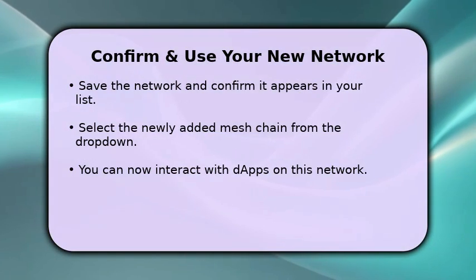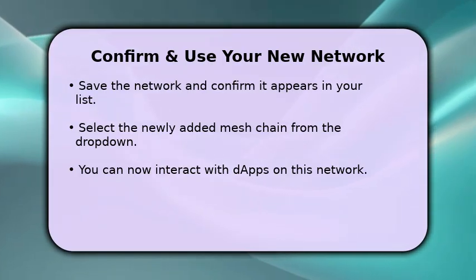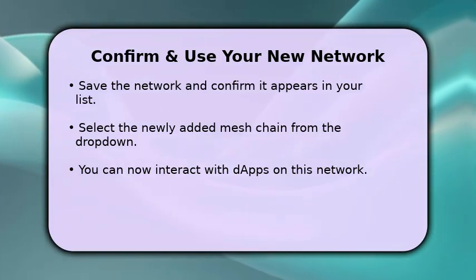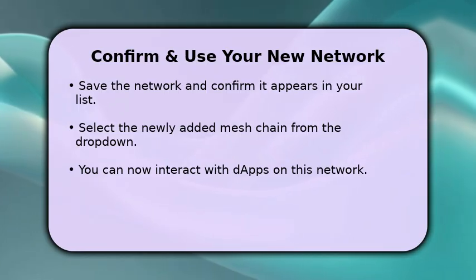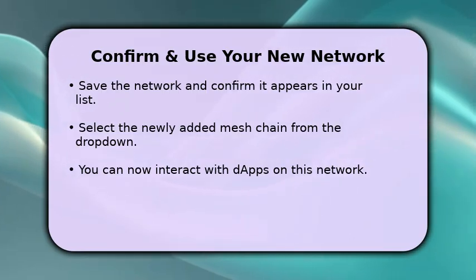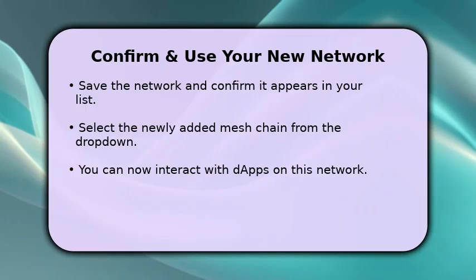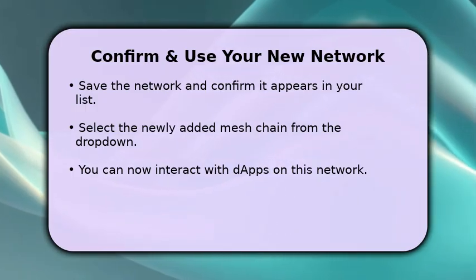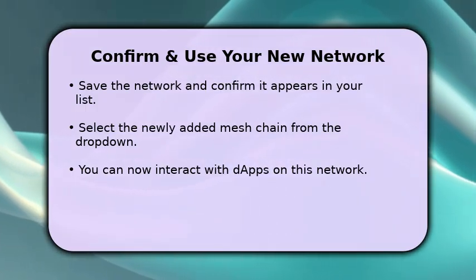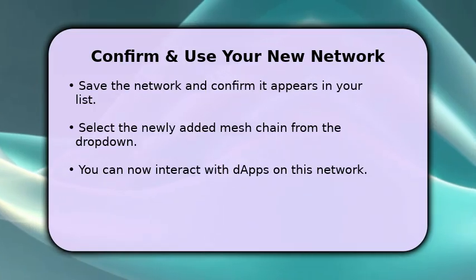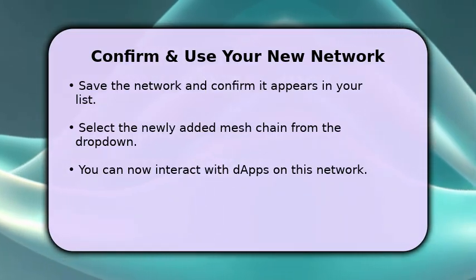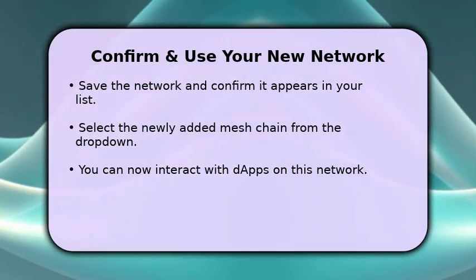After entering all the details, click Save. Your new mesh chain network should now appear in your MetaMask network list. Select it from the drop-down menu to switch to it. You'll then see your wallet balance for that specific network, if any. Congratulations, you're now ready to interact with decentralized applications and manage tokens on your newly connected mesh chain.